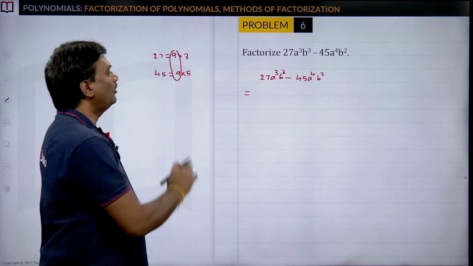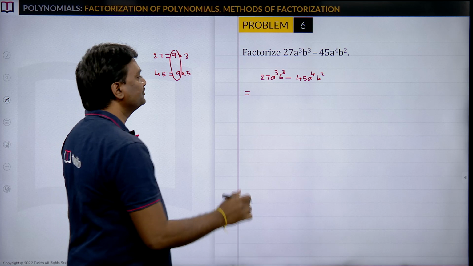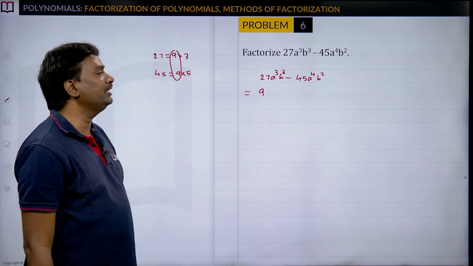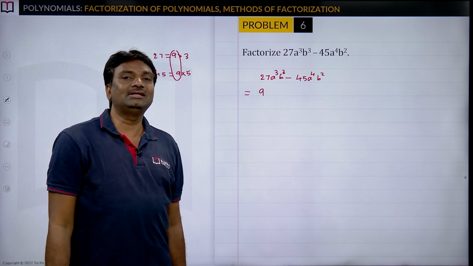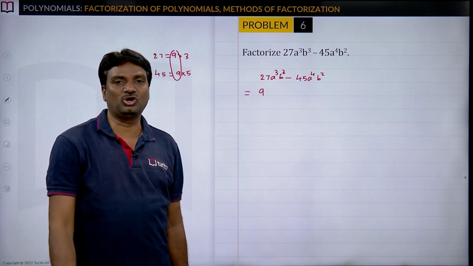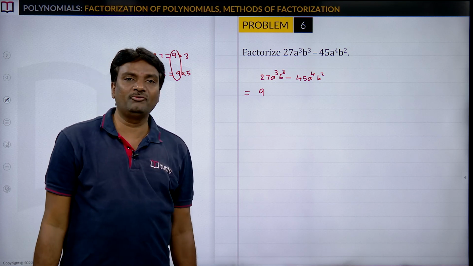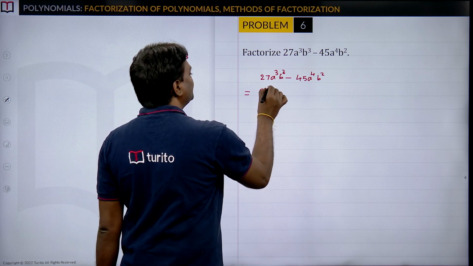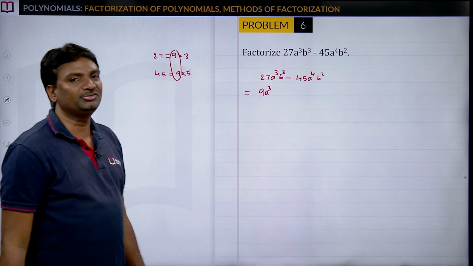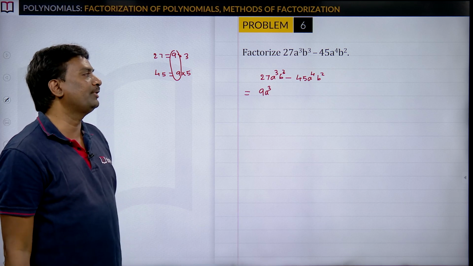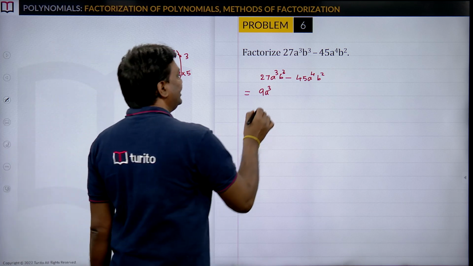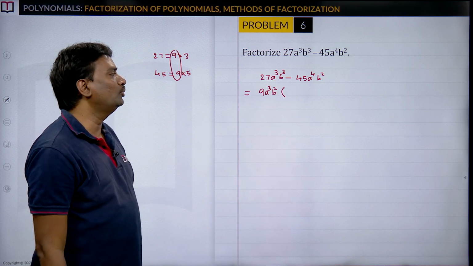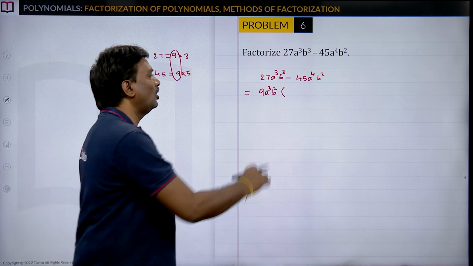From 27 and 45 I am taking 9 as common. So, 9 into, from a cube and a power 4 we can take a cube as common. We have to take the least power as common. By observing a cube and a power 4, a cube is the least term. So, that is why we can take a cube as common. By observing b cube and b square, b square is the least term. So, you can take b square also as common. So, by taking 9 into a cube into b square as common.